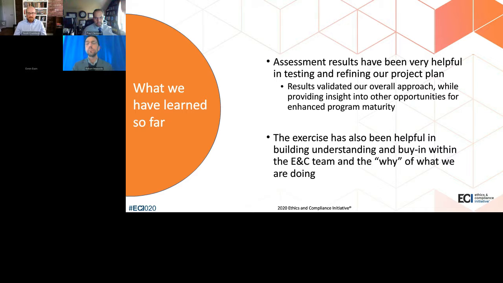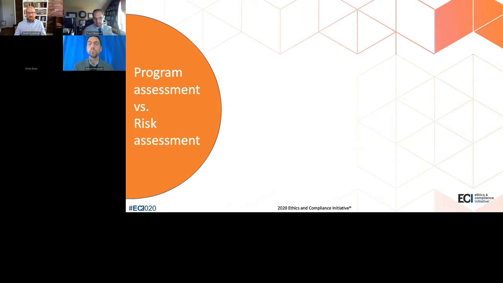The other thing we've done is, as I mentioned, refined and tested our project plan. That's going to help us build toward greater maturity in the future, and then really build understanding and buy-in from our stakeholders in the program into both what we're doing and why we're doing it. So it's been a good experience so far. We have quite a bit to go, and look forward to continuing to use the results going forward.